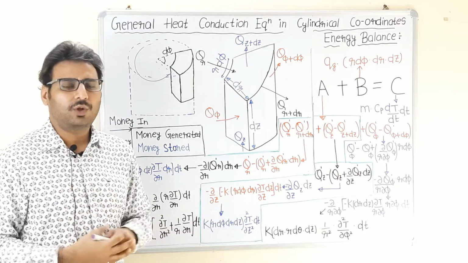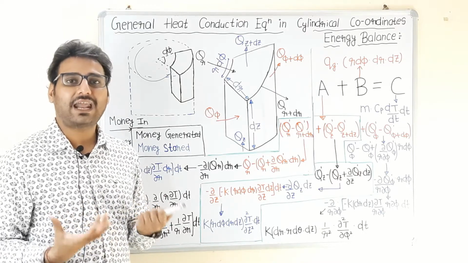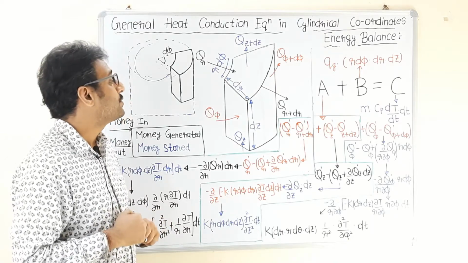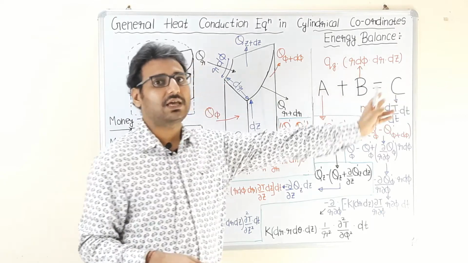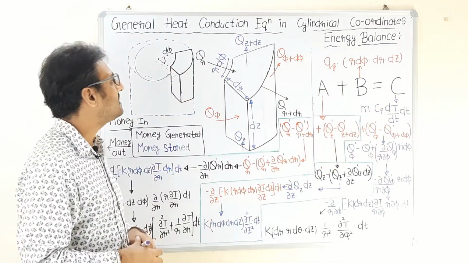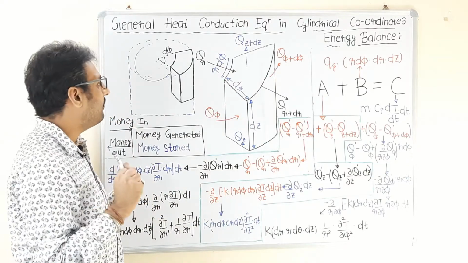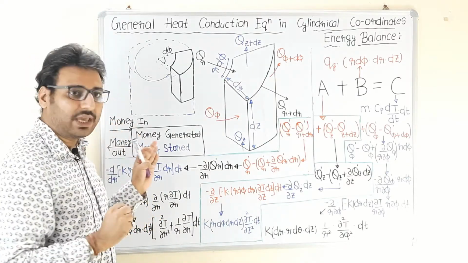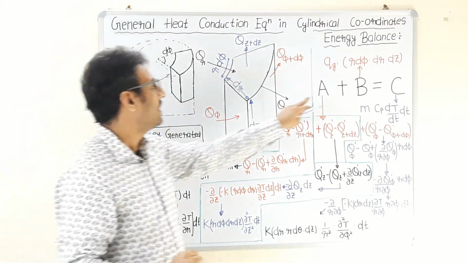As I already told you, every derivation in this subject starts from the basic energy principle. So the equation A plus B equals C shows the basic energy balance for this element. Now I have shown an analogy of a bank account to discuss this equation.